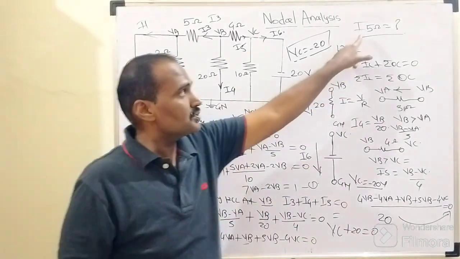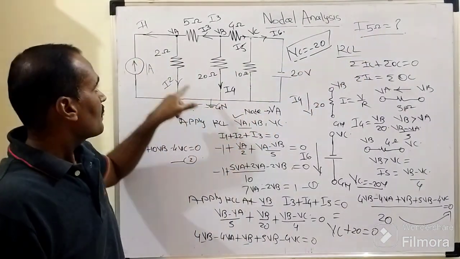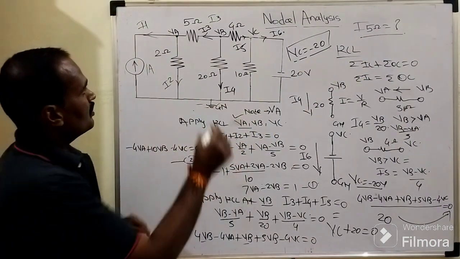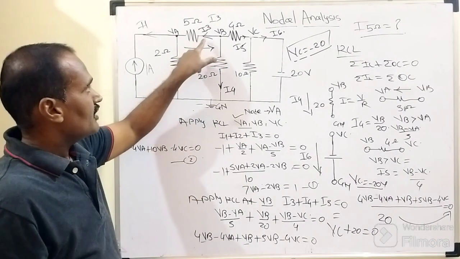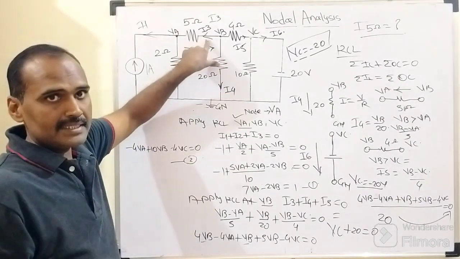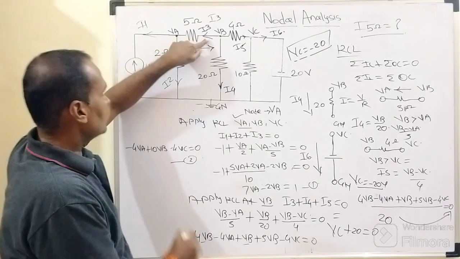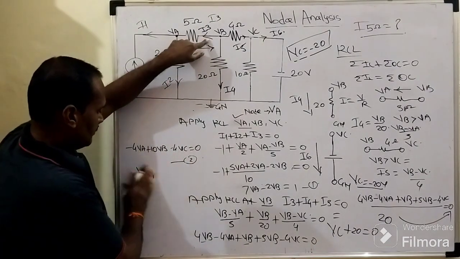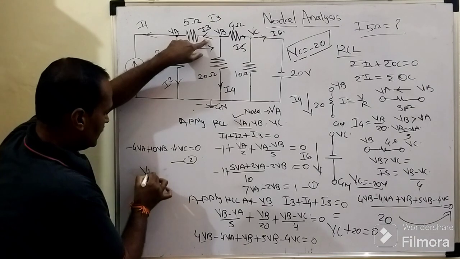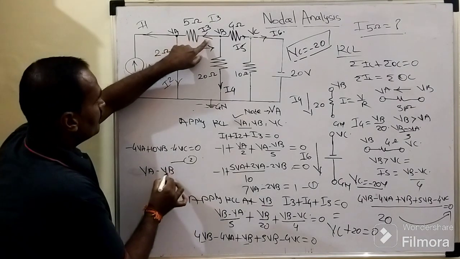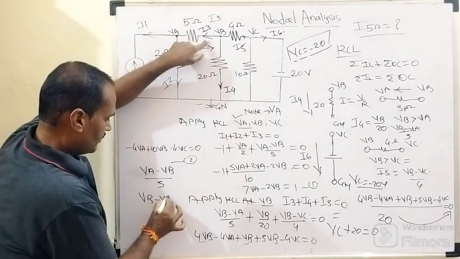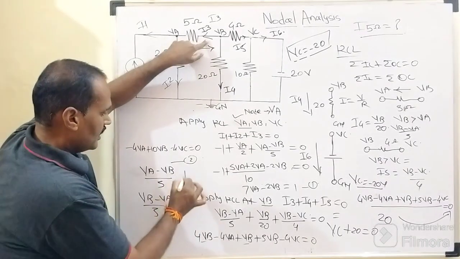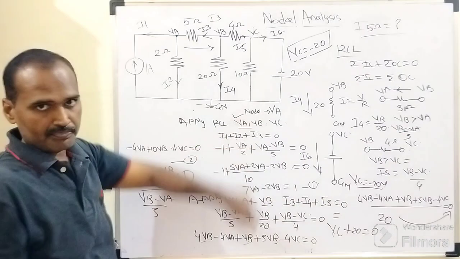So what was our objective? Our objective was to determine the current flowing through this 5 ohm resistor. The current flowing through this 5 ohm resistor can be treated as I3. So how is that I3 tabulated? By using this equation: I3 equals either VA minus VB divided by 5 or VB minus VA divided by 5, if we consider the first term.